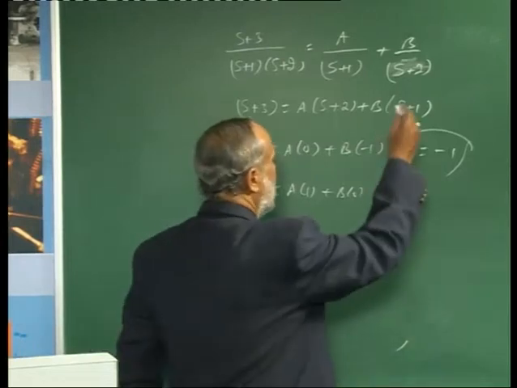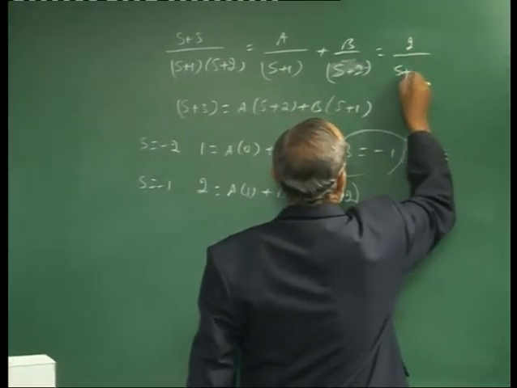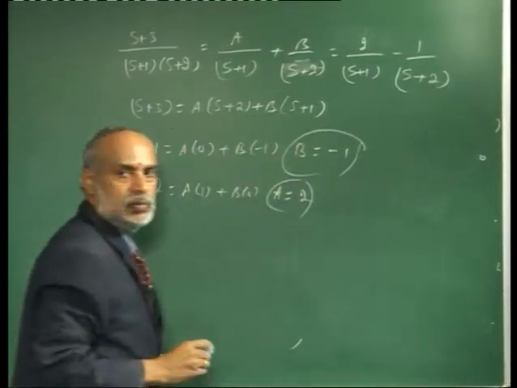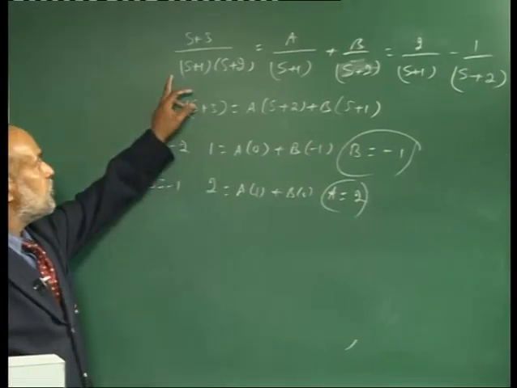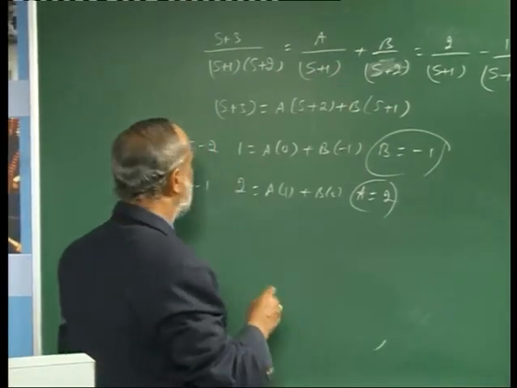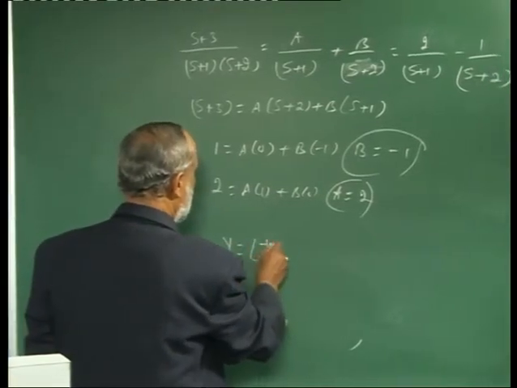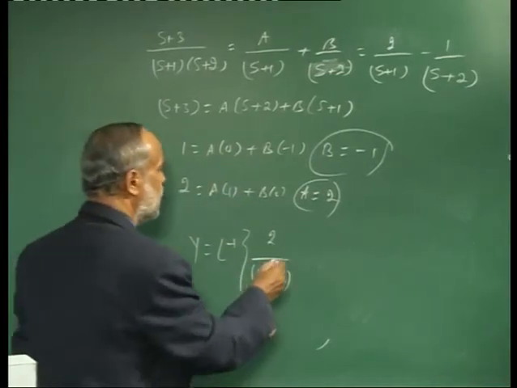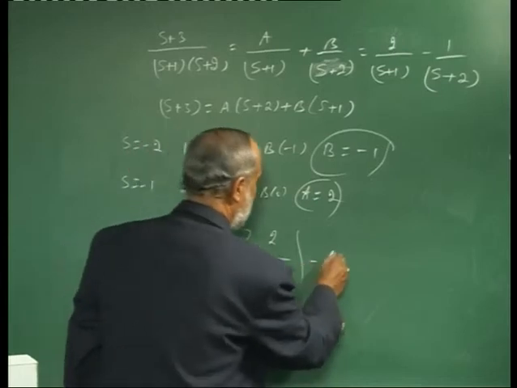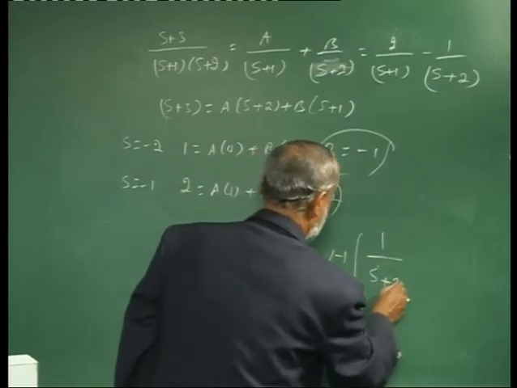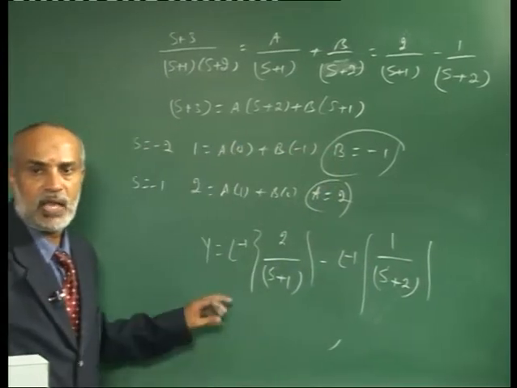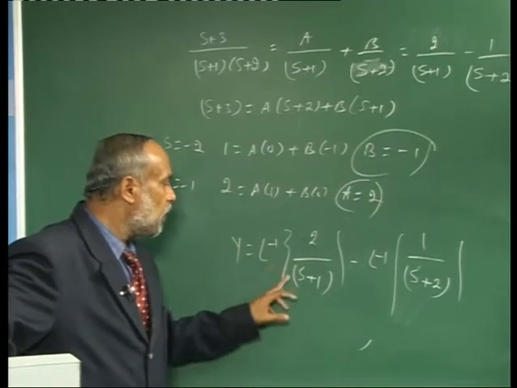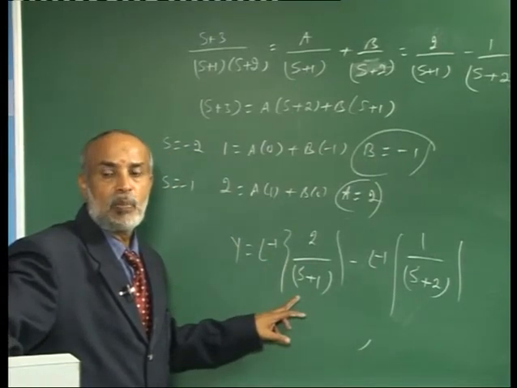Now you can substitute here. Here a value is 2 divided by s plus 1, b value is minus 1 divided by s plus 2. See here, after substituting a value and b value, now you can find out y is equal to L inverse 2 divided by s plus 1 minus L inverse 1 divided by s plus 2. You can apply the L inverse. See here, L inverse 2 is taken outside, L inverse 1 by s plus 1 can be written as e to the power of minus t.